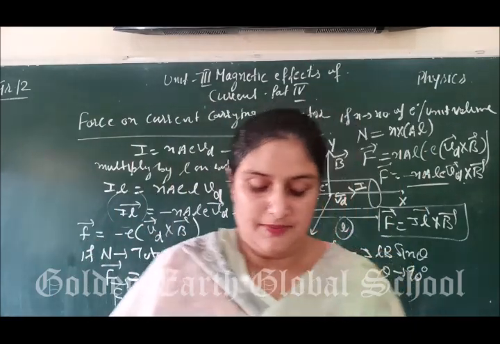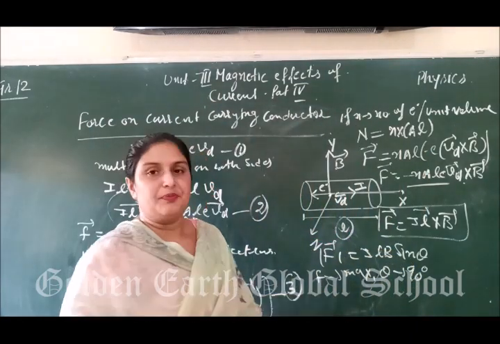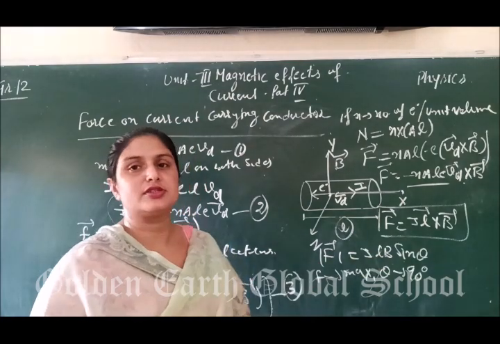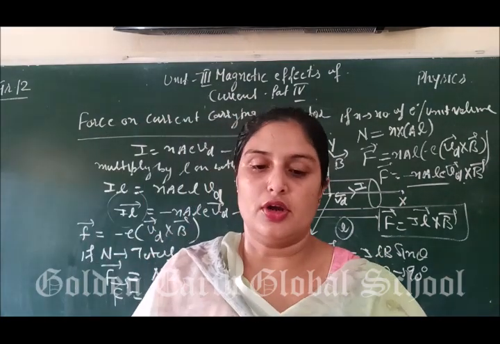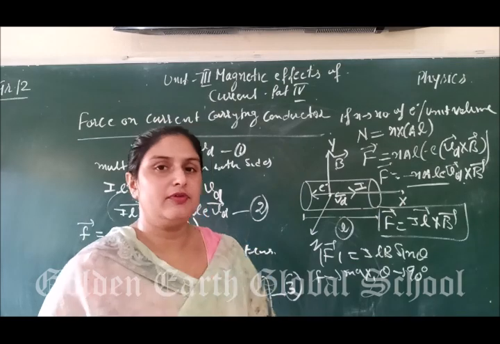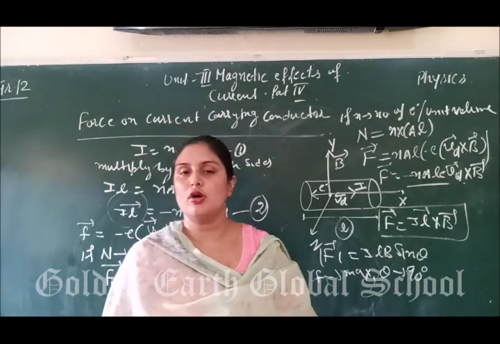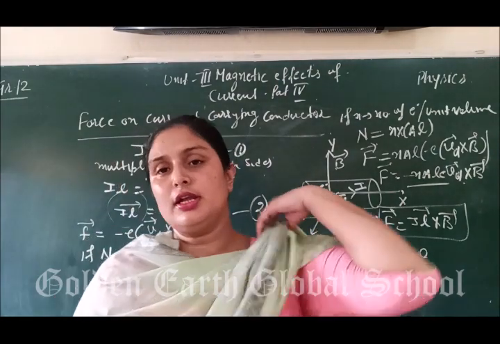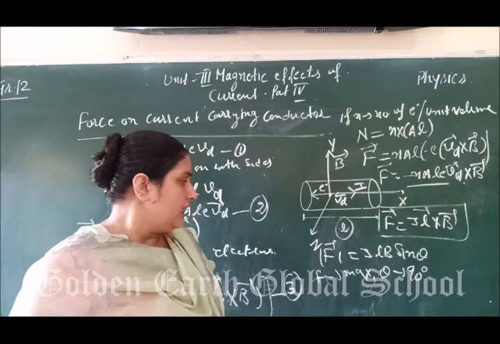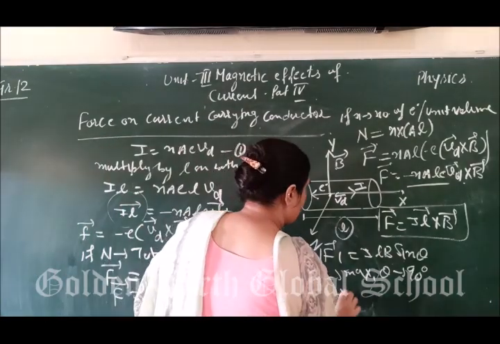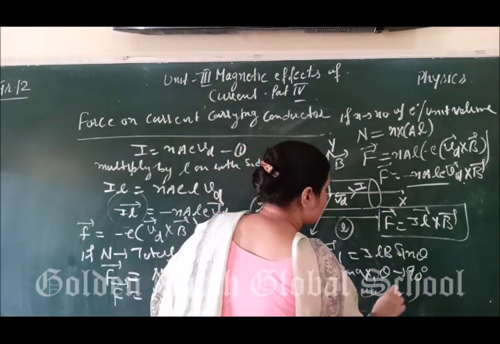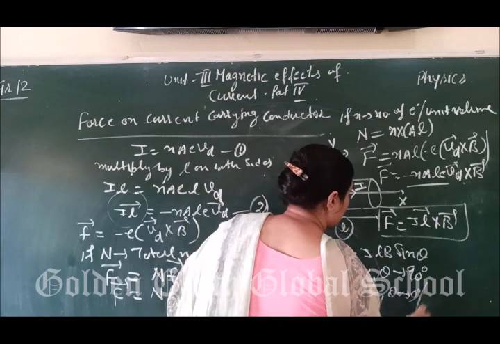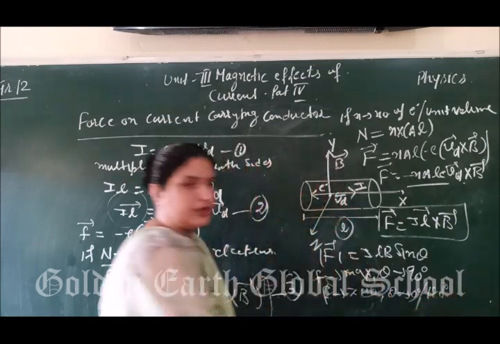Now next one is the minimum. When will it be minimum? When theta is 0 or 180 degrees, or you can say that when the magnetic field is acting parallel or anti-parallel to the direction of the current, in that case the F will be 0 or minimum when theta is 0 degree or 180 degrees.